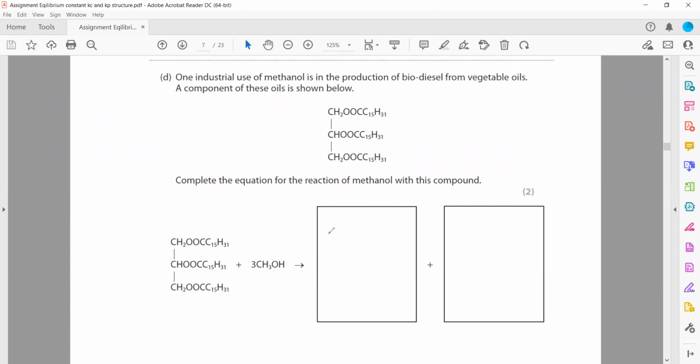So the result will be CH2, CH, CH2, OH, OH, and OH. And then the other will also form, because this whole part is removed and CH3 is attached there. So it will be CH3, COO, and C15H31. So this will form an ester, and 3 molecules of that ester. But that we'll discuss in organic chemistry.